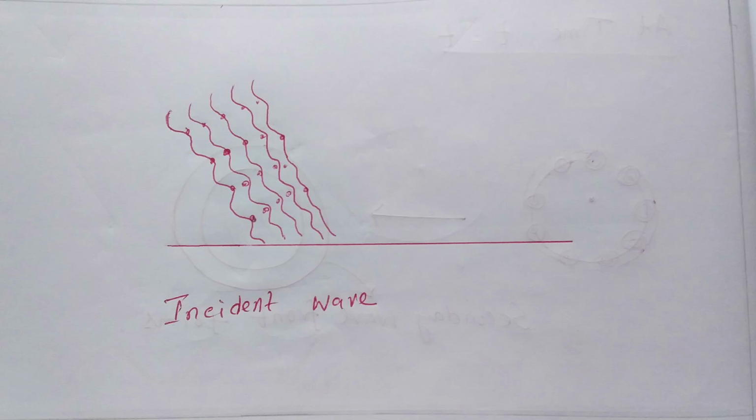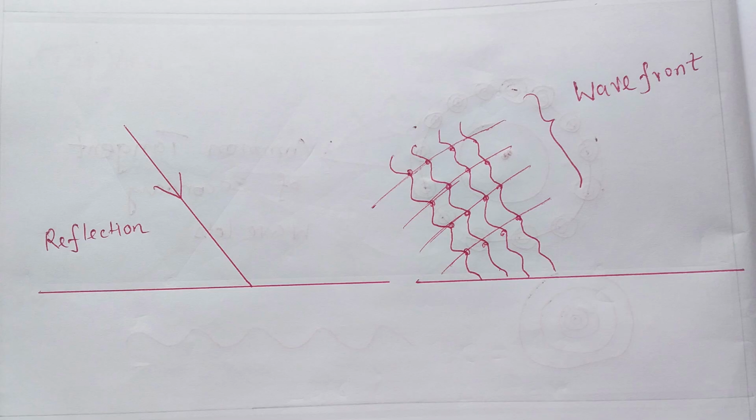Reflection of plane waves using Huygens Principle. Suppose there is a boundary on which waves are falling, that is, the incident wave. But in Huygens' language, these waves are actually wavefronts. If we want to calculate the wavefront, we have to join the points having the same phase.